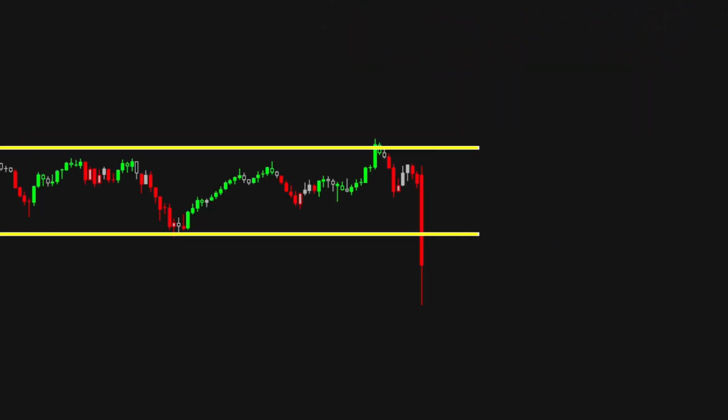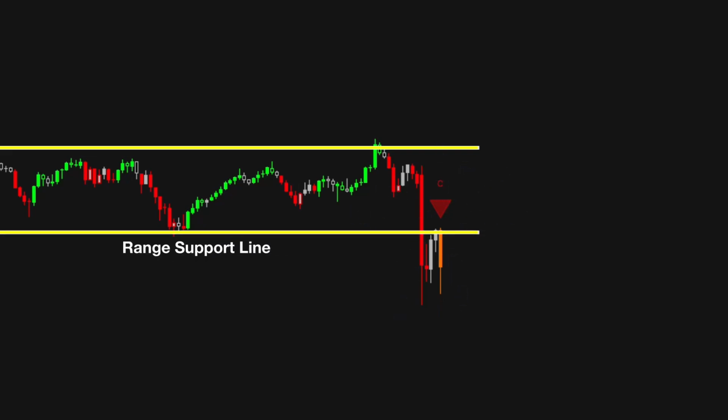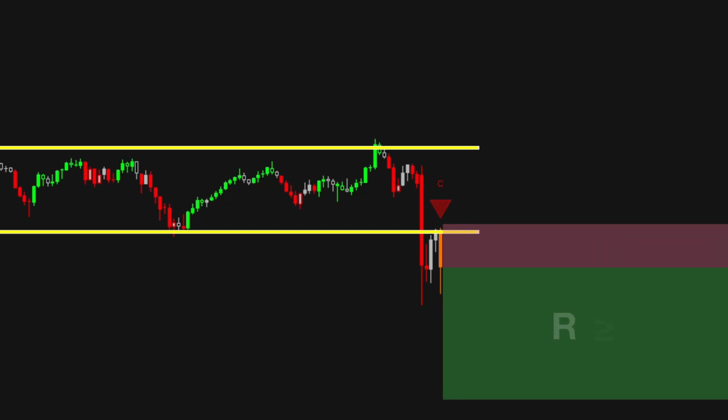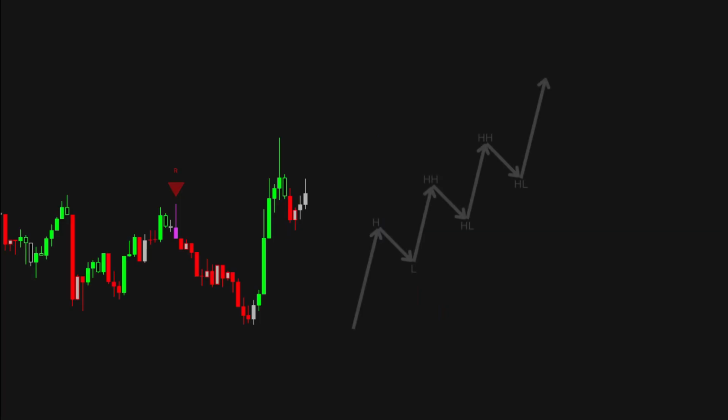With the breakout below the range, the whole process gets reversed. Wait for the pullback to the range support line and then for a confirmed bearish signal bar. Enter at candle close, place a stop loss above the previous high and use a risk-reward ratio of 3 or above as target.